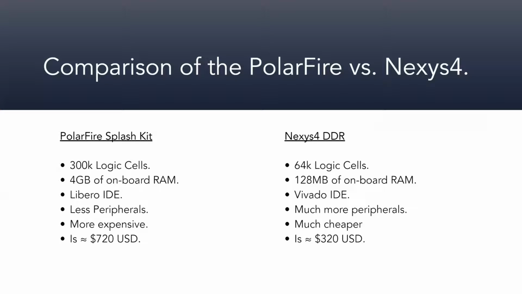functionality. The PolarFire has fewer peripherals as it's more specific to what your project is about, where the Nexys4 is for teaching students, so it has VGA, input switches, audio out, and a bunch of different things. The next difference is the PolarFire Splash Kit is almost 3 times as much as the Nexys. It's 2 to 3 times as much, where the PolarFire is $720 and sometimes goes higher than that, where the Nexys is at most $320, but you can get it for much cheaper.